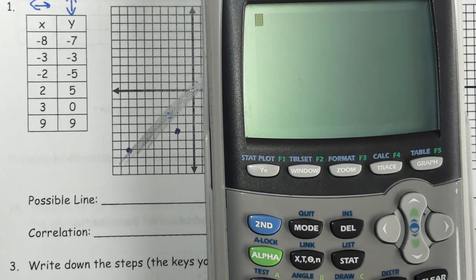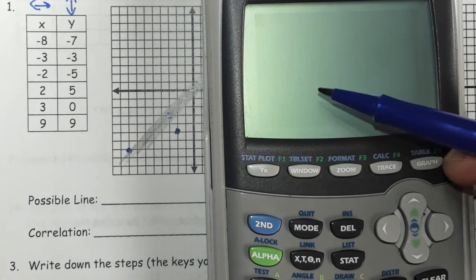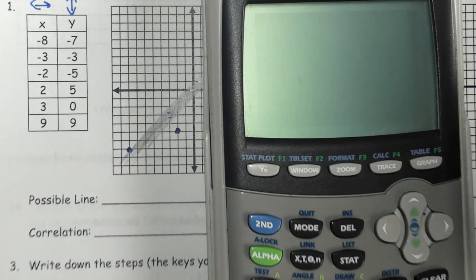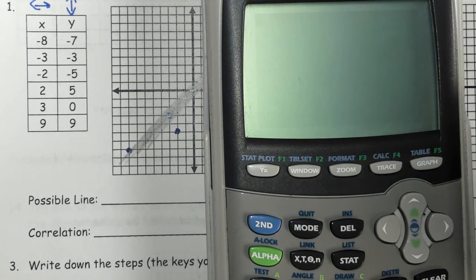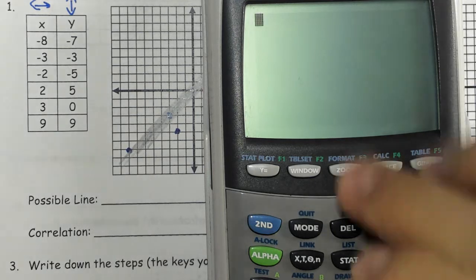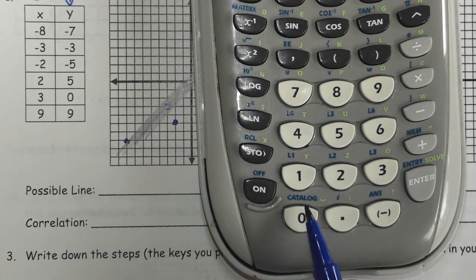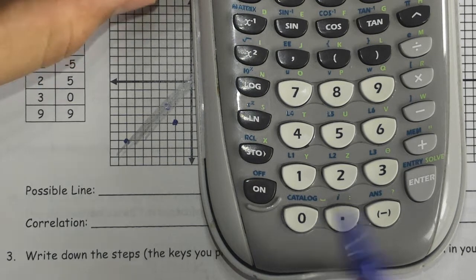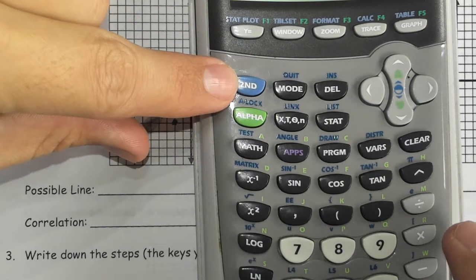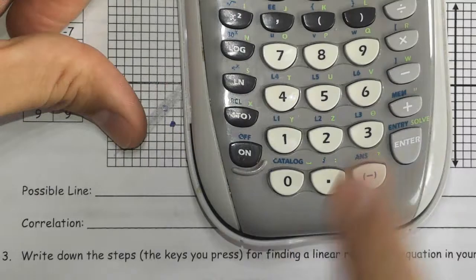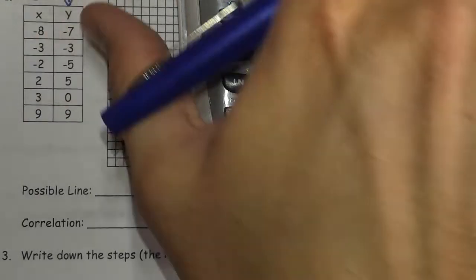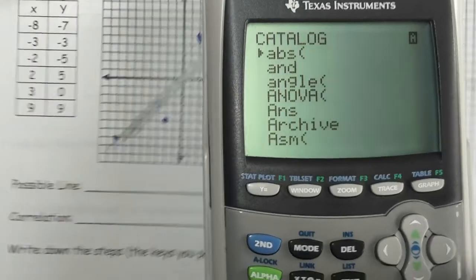One thing we're going to need to do is turn diagnostics on here. The diagnostics give us the R value, which tells us how strong or good the correlation is. To turn that on, we have to go to this catalog button. To get to the catalog, since it's in blue, we press the blue key right here. So second, 0 will get us to the catalog.